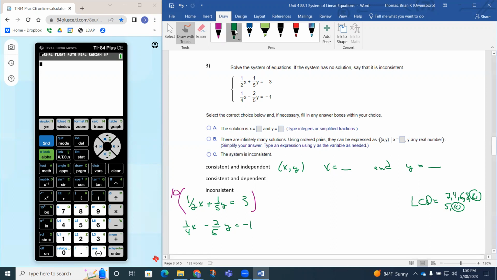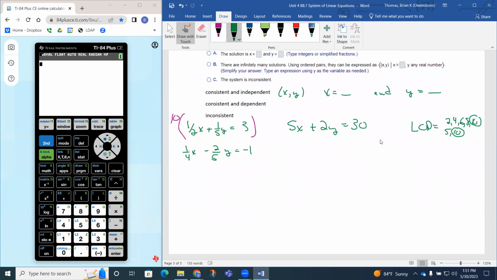Doing so, remember, we actually do the division first. The 2 goes into 10, 5 times. 5 times 1x is just going to be 5x. And then moving to the 5, 5 goes into 10 twice. 2 times 1y would be 2y. And then 10 times 3 would be 30. So this is the new equation.